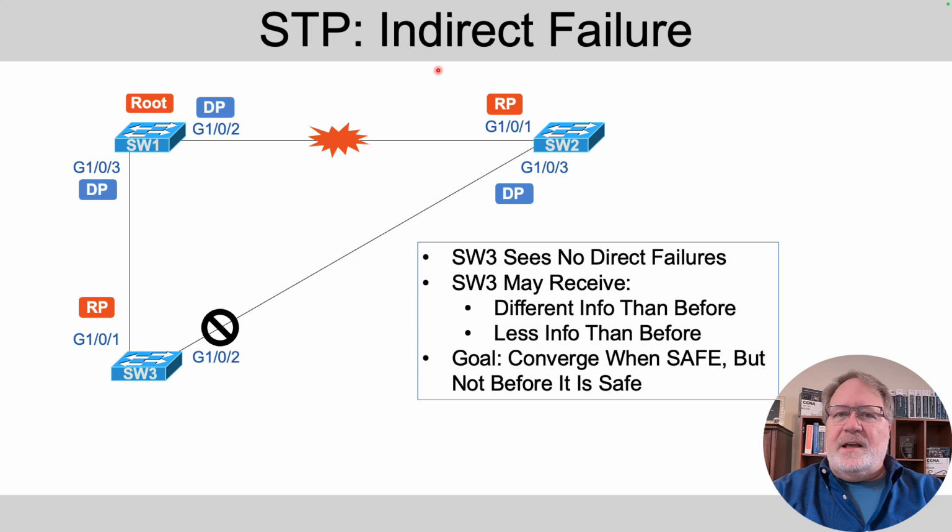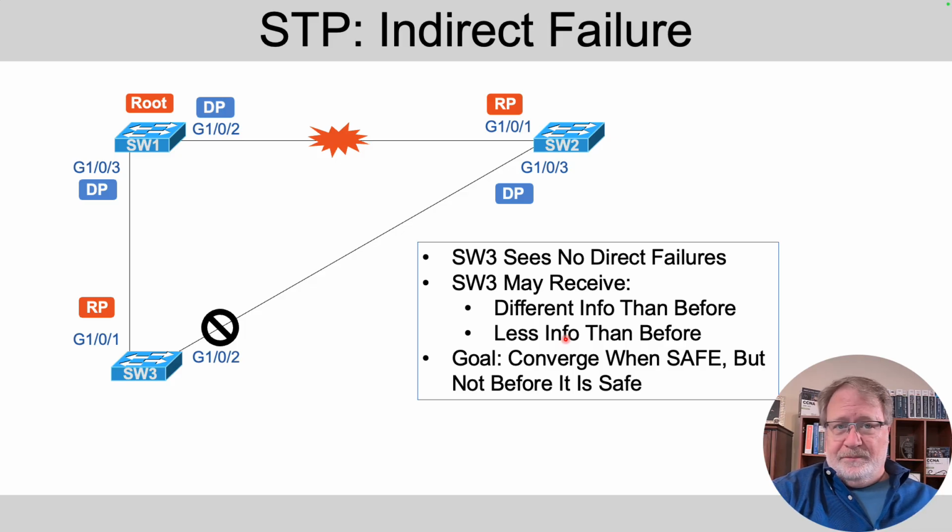So it turns out spanning tree has all these things built into it to tell all the other switches that are further away that something has changed. So remember how these hello BPDUs have been flowing, right? Well, there are bits in the hello BPDU message that signify, hey, there's a topology change. It's a topology change indicator bit. And there are even whole BPDUs that detail changes, all right? So there are messages and bits that are meant to signify change has happened. So switch 3 may receive different info than before, less info than before, bits that mean the topology has changed.